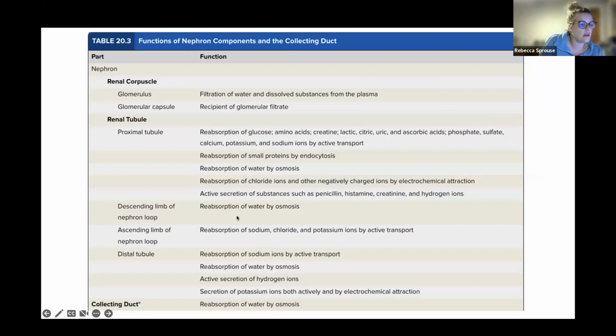And then in the ascending limb, we have reabsorption of some ions. And then in the distal tubule, we have some continuing reabsorption of ions, and then some more reabsorption of water and secretion occurring there. And then finally in the collecting duct. Remember, by the time we get to the collecting duct, basically you have your urine that will be excreted, that travels through the medulla. A lot of water is reabsorbed into the collecting duct. And so water makes up the majority of your urine.